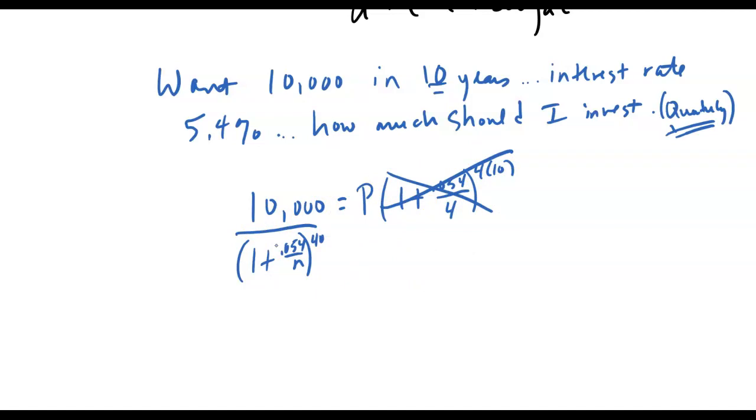So 10,000, I'm typing in, hopefully you're typing in with me, divided by 1 plus 0.054 divided by 4, and that is being raised to the 40th power. So I am getting $5,848.